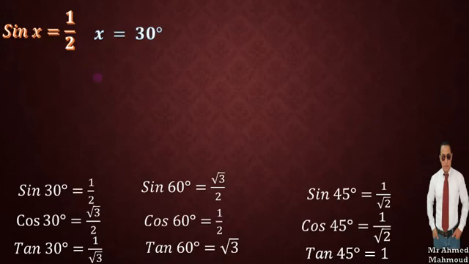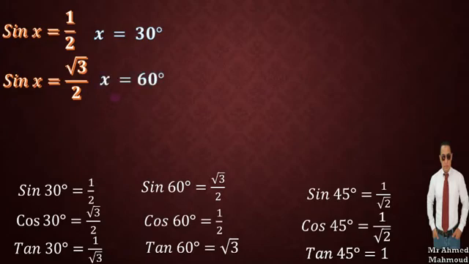Okay, but if we have root 3 over 2, sine what equals root 3 over 2? Sine 60. Then x here equals 60. But if he gives me an unknown angle, like 0.3, there isn't any number here equal to 0.3. So what will I do? I will use the calculator like this.